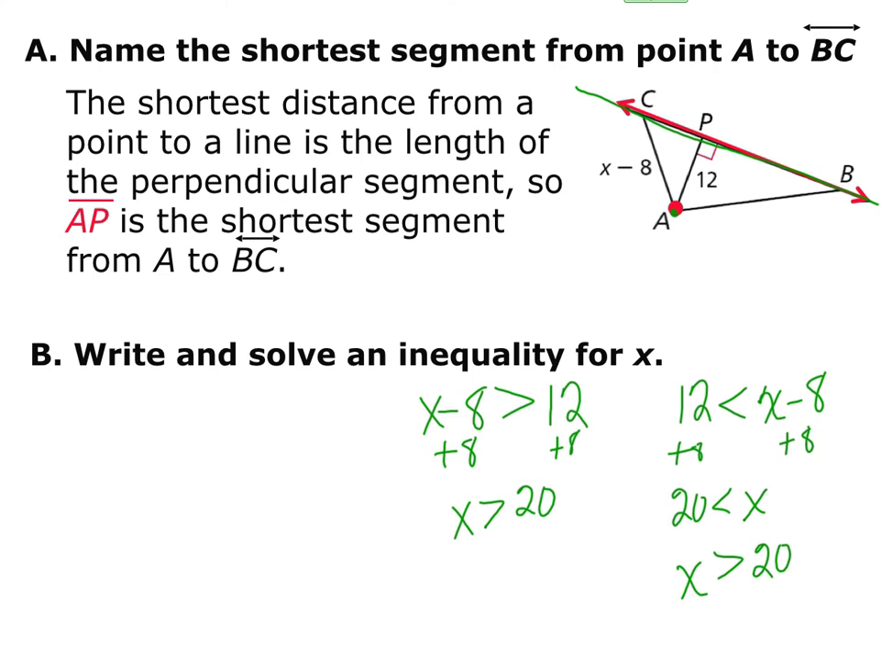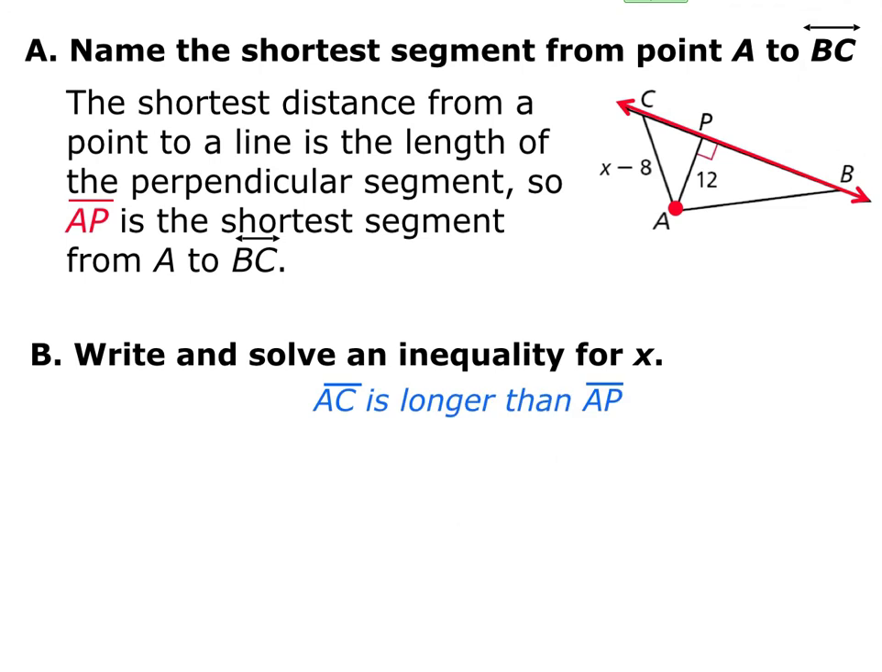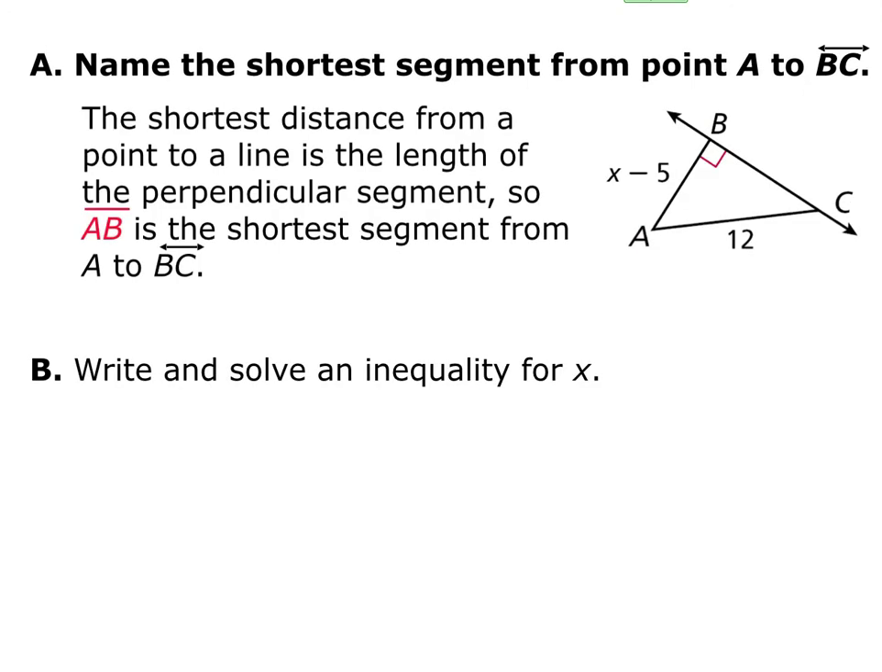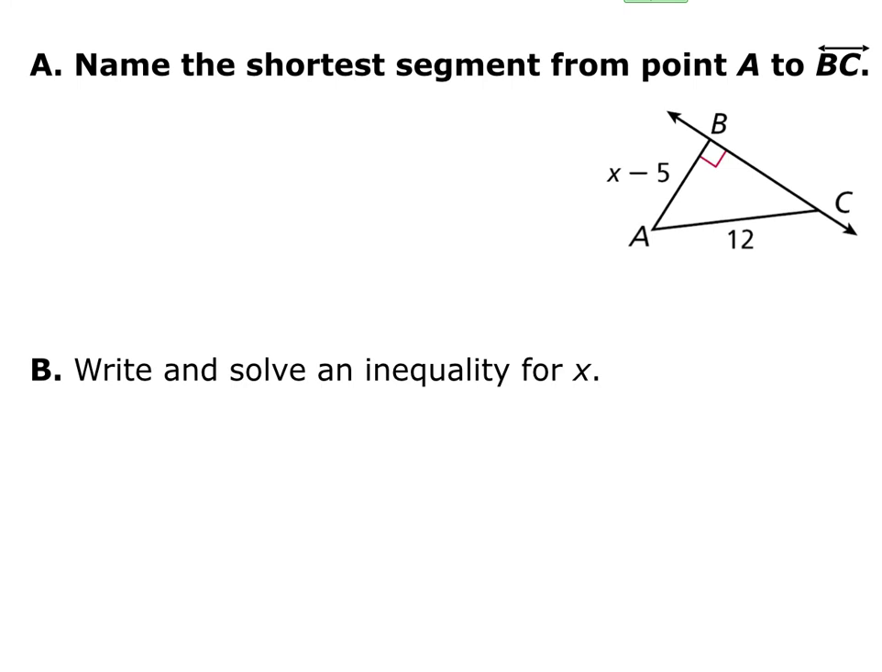So let's try a second one for you to practice on your own. Change the picture and have you do the problem. Name the shortest segment from point A to BC and then write and solve an inequality for x. The picture is a little bit different than last time. The point is A, so it has to go from A. Which one is the shortest segment?